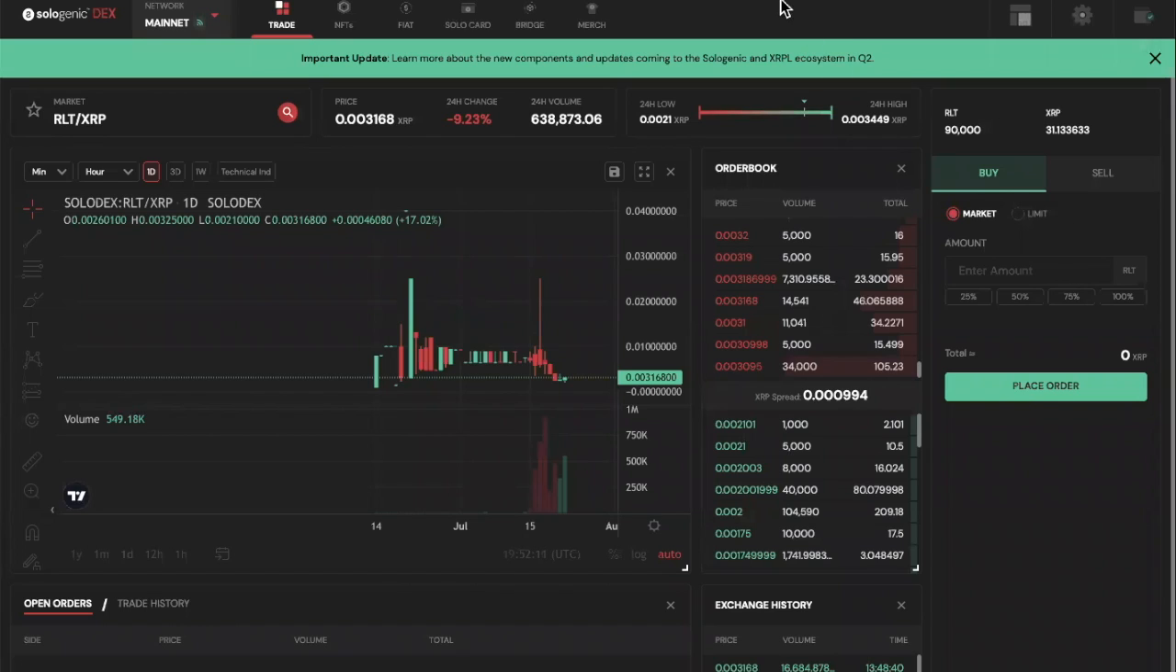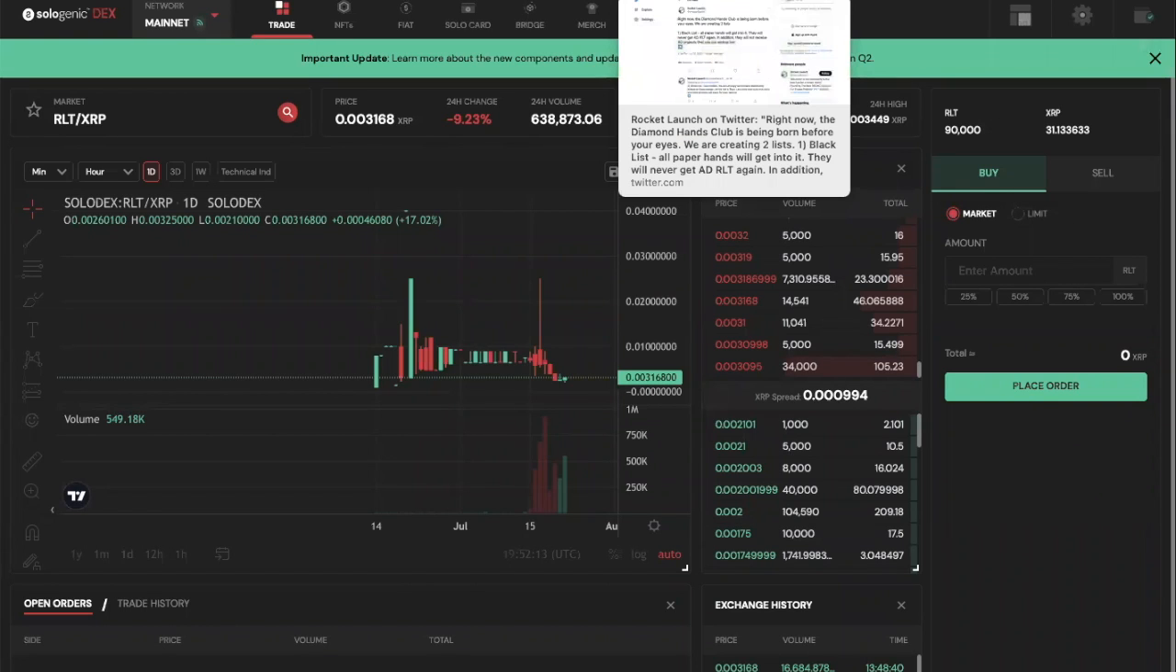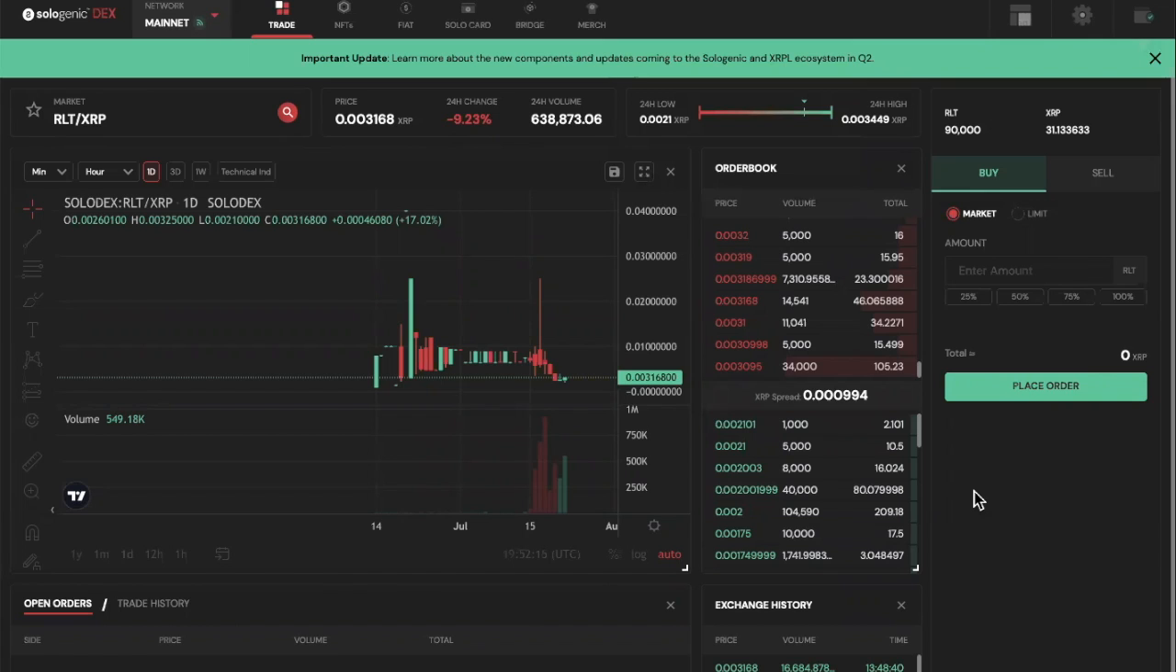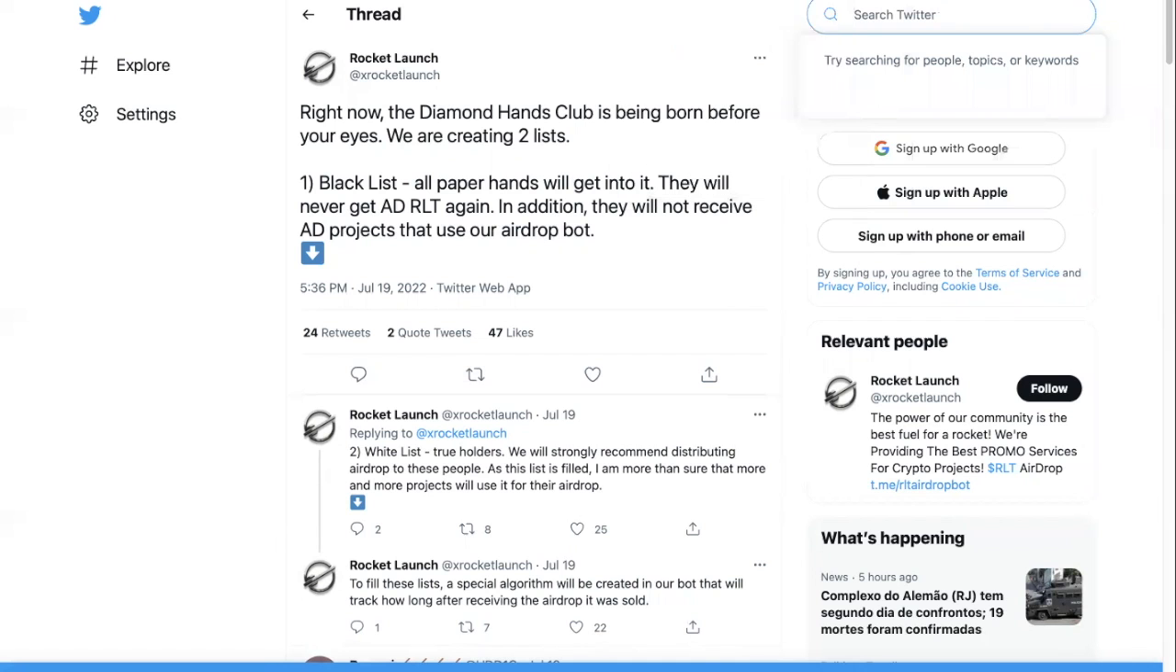So if you want to get in today, pick up 80,000 RLT on the DEX, and it whitelists you for the remaining days of airdrops, and it's 10,000 a day. But who knows, they might do another airdrop in a month or two. You never know that information.